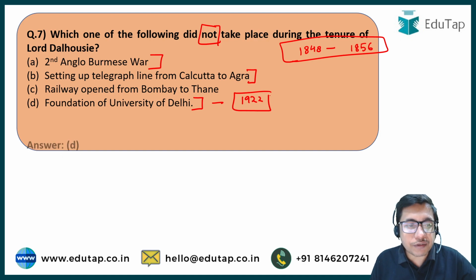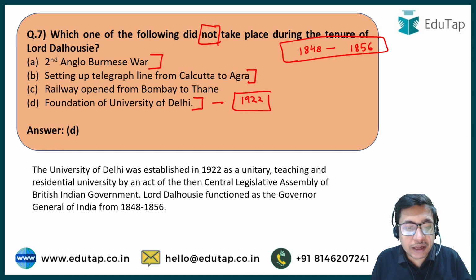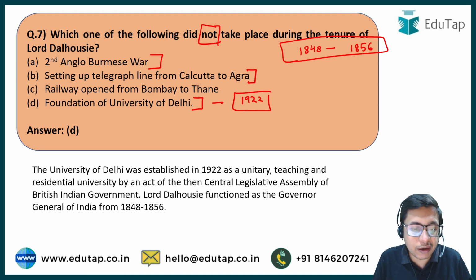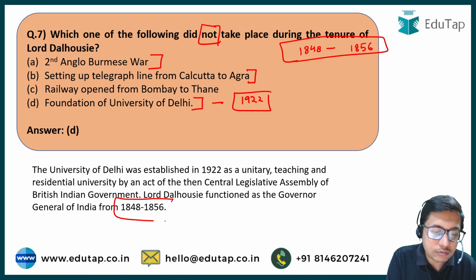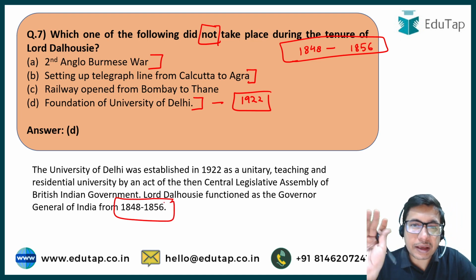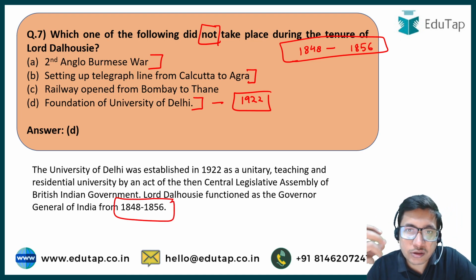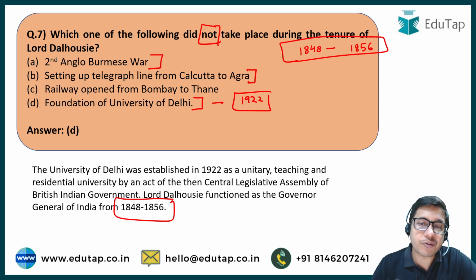So the correct answer for this is option D. The University of Delhi was established in 1922 as a unitary teaching and residential university by an act of the then Central Legislative Assembly of the British Indian government, and Lord Dalhousie functioned as the governor-general of India from 48 to 56. Be very careful about this, because the scope of confusion is there, but we can see there is a considerable difference in the time periods of the tenure of Lord Dalhousie and the foundation of University of Delhi.